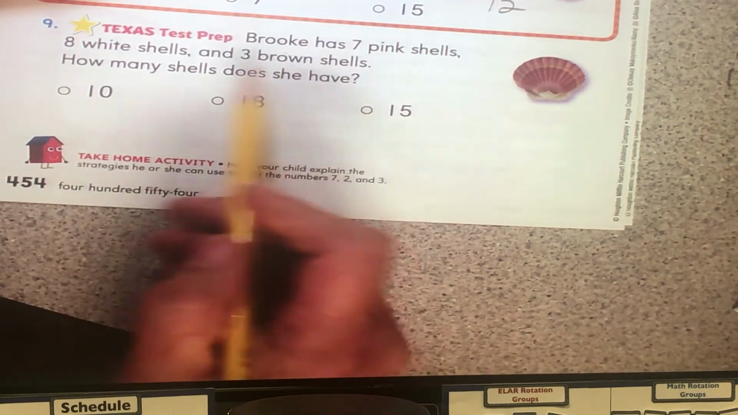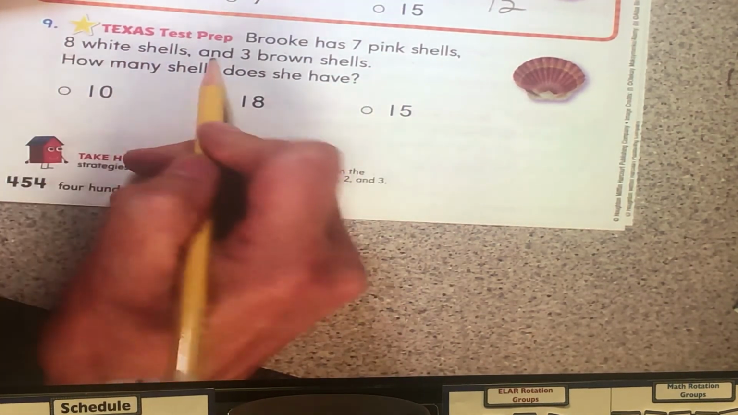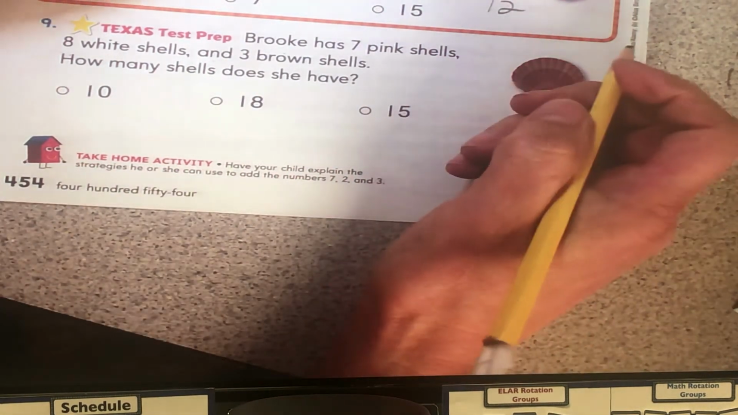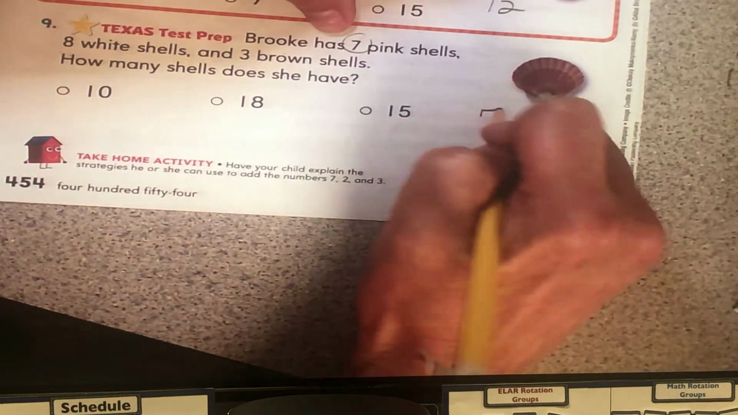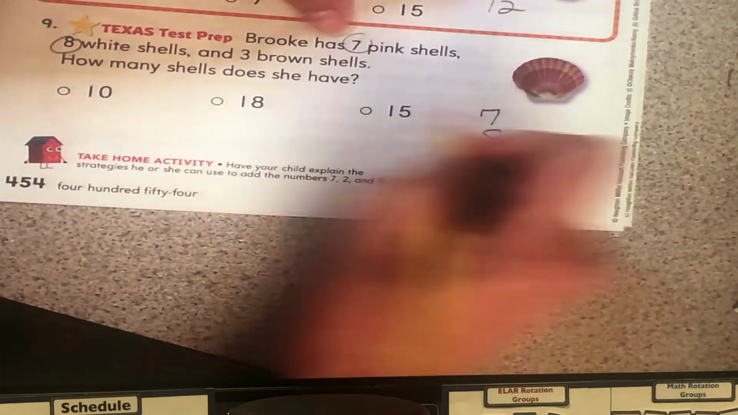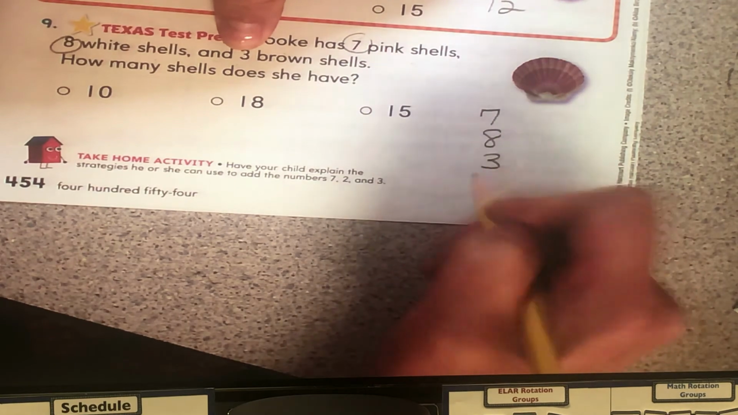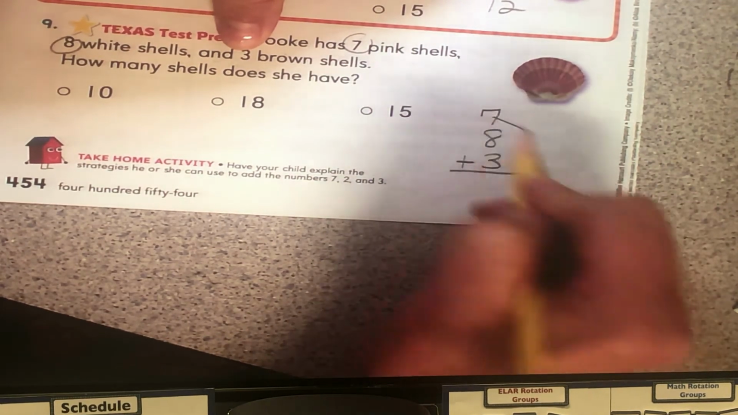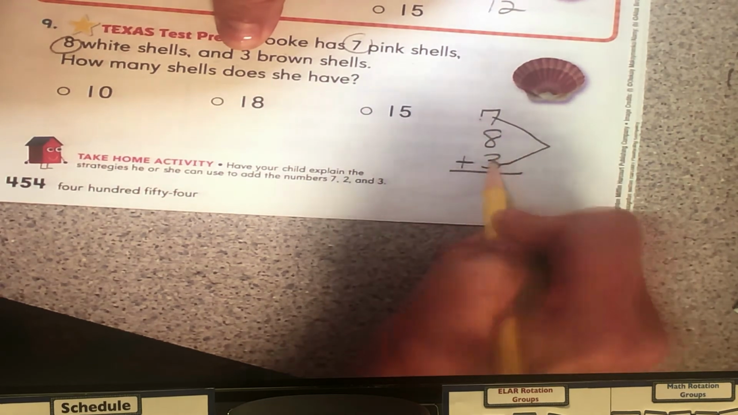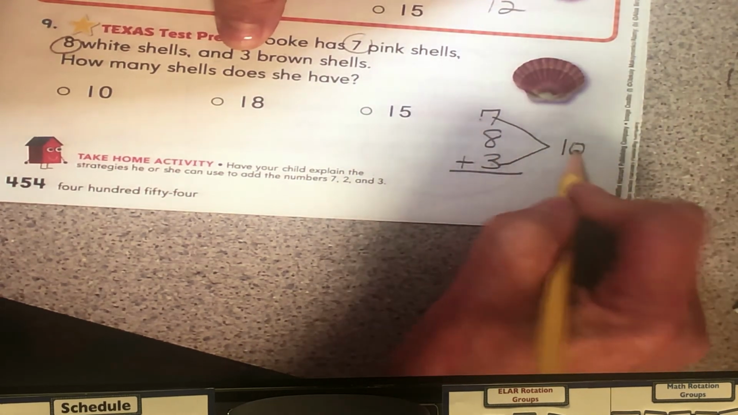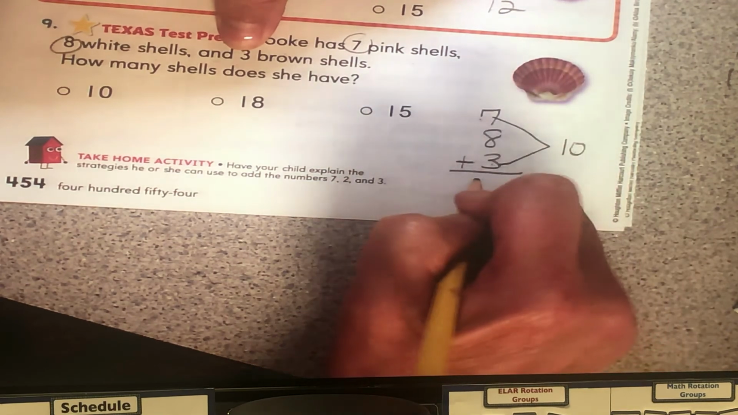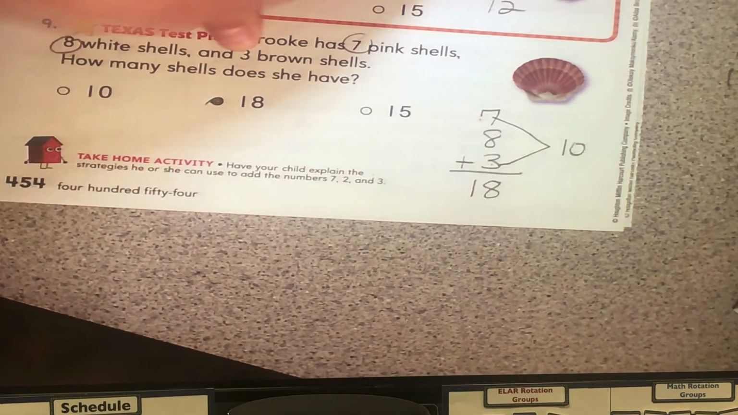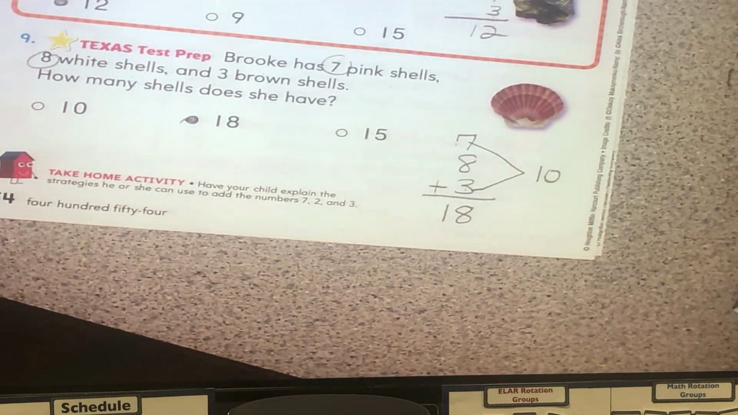Brooke has 7 pink shells and 8 white shells and 3 brown shells. How many shells does she have? Information I'm given is 7 pink ones, 8 white ones, and 3 brown ones. So I'm going to add them. Oh, I see a sum of 10 here. I'm going to make it easy on myself. 7 plus 3 is 10, and I know 10 plus 8 is, that's right, 18. Right there. And that wraps it up for this week.